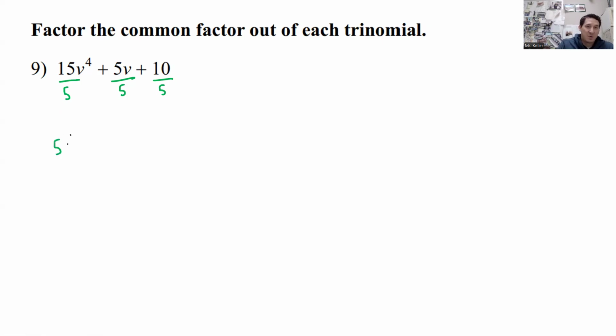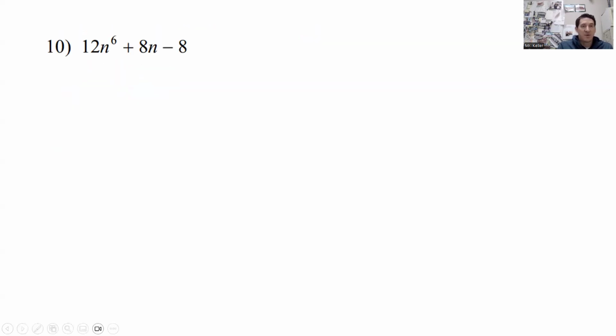Then I'm going to divide here. 15 divided by 5 is 3, so it's 3v to the 4th. 5 divided by 5 is 1, so that just leaves the v. Plus 10 divided by 5 is 2. We're done. Let's do another one here.